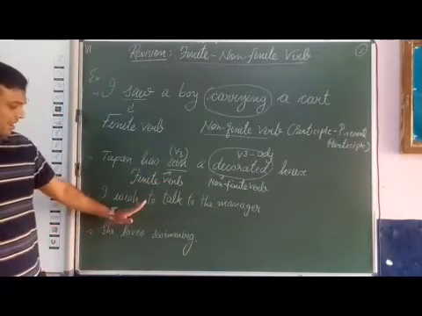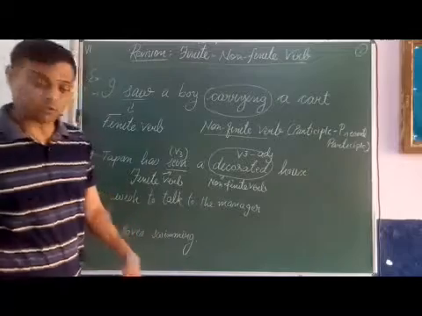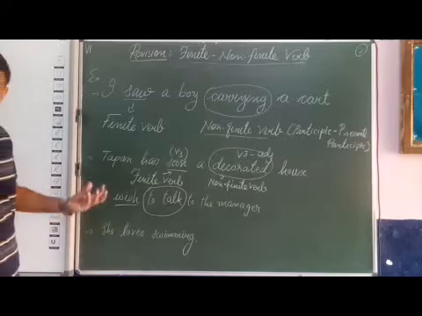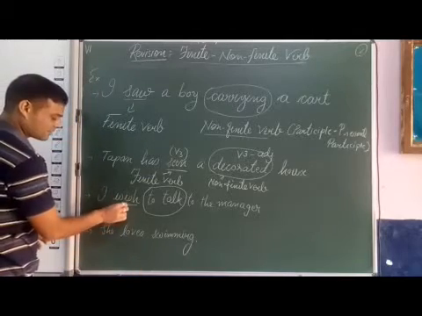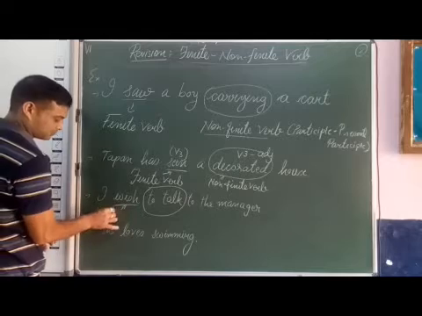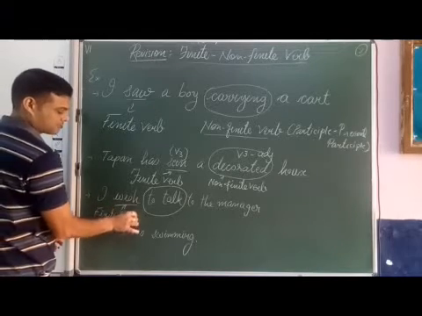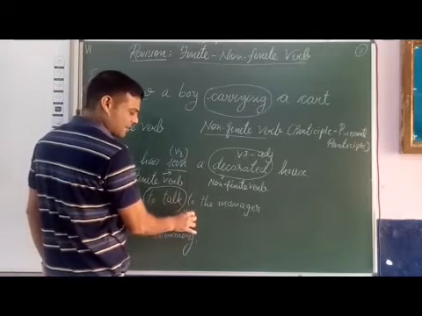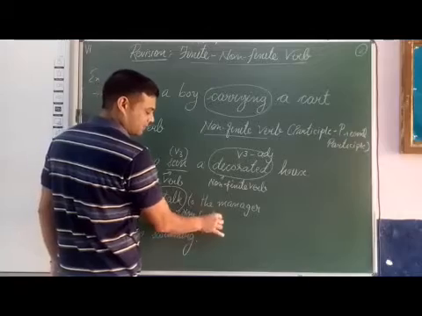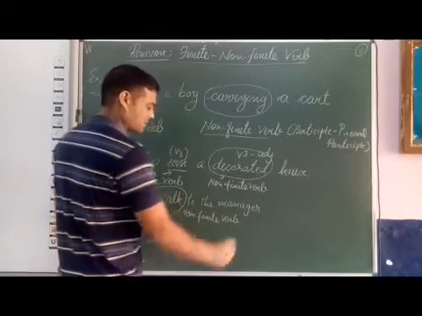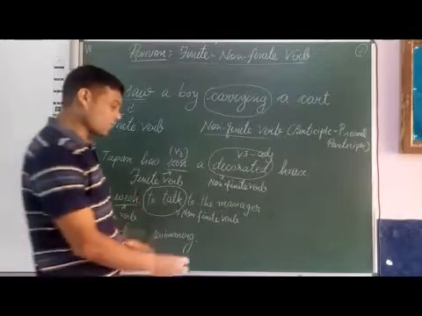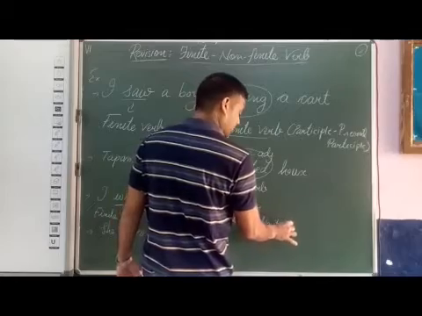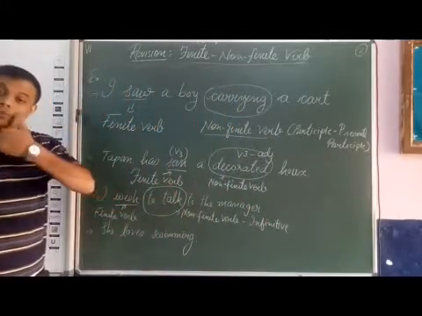Next, I wish to talk to the manager. Here also two verbs: wish and to talk. Wish shows simple present tense, so it is a finite verb. And to talk doesn't show the tense of the sentence, so it is a non-finite verb. It is a verb with to form, so what is this? Infinitive.